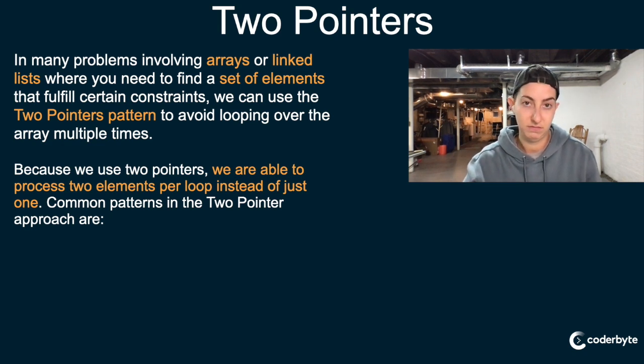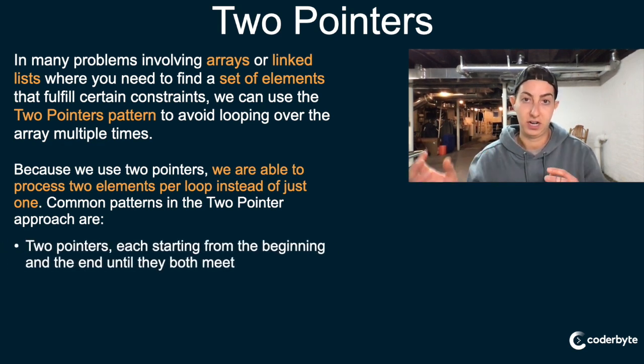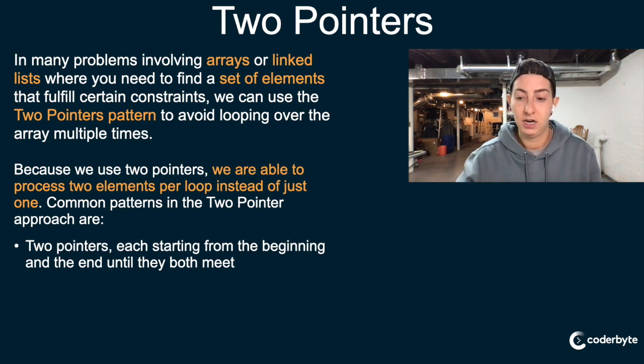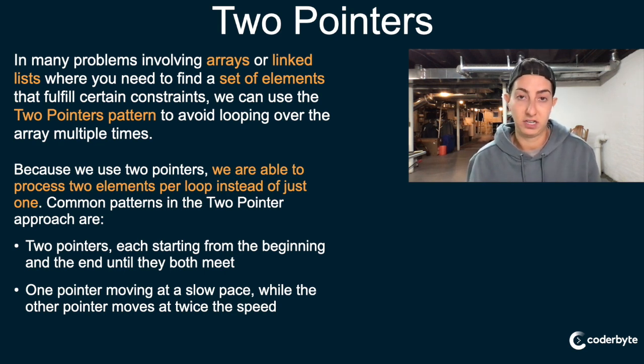So some common sub patterns in this two pointers pattern will be number one, two pointers, one starting from the beginning and one from the end, as they converge towards the middle. And then there's also two pointers moving at different speeds. Again, depending on the problem, if one is moving at 1x and the other is moving twice that speed, which, like I said, we're going to start to cover next week.